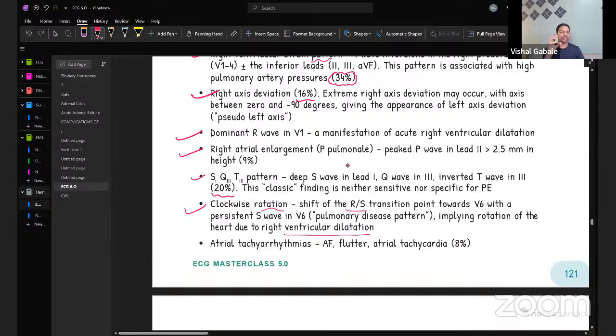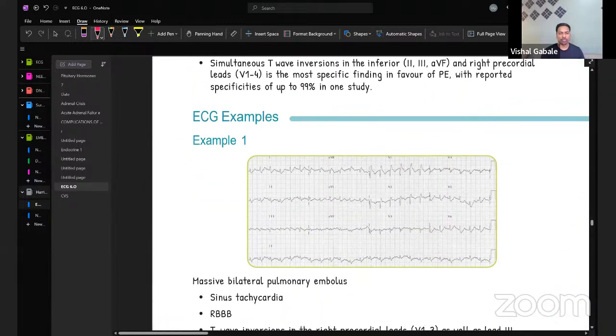So basically, the right ventricle and right atrium are the parts most commonly involved in the ECG. Got it? Talking about atrial tachyarrhythmias, then it has atrial flutter, atrial fibrillation, and atrial tachycardia. Okay, which is commonly associated with the pulmonary embolism. Now let's see some of the ECGs of the pulmonary embolism quickly.